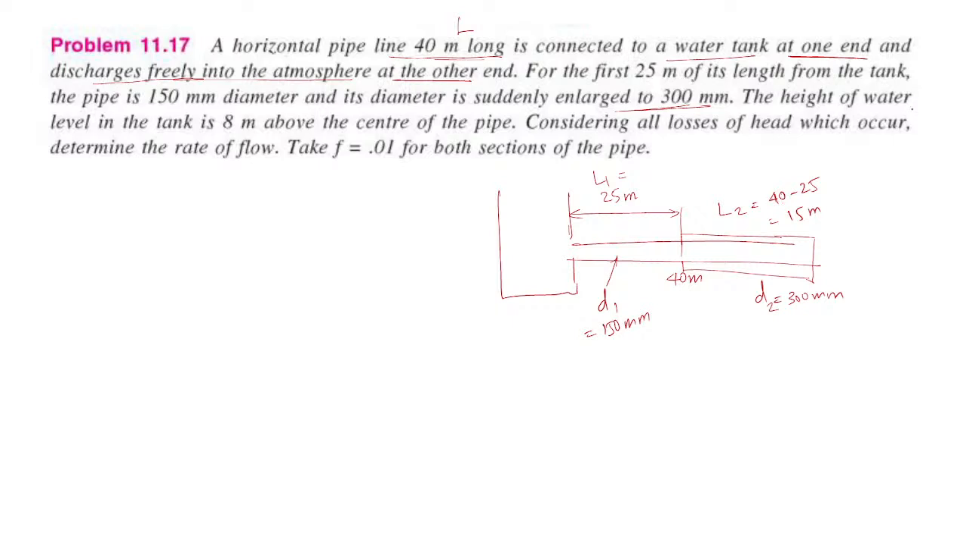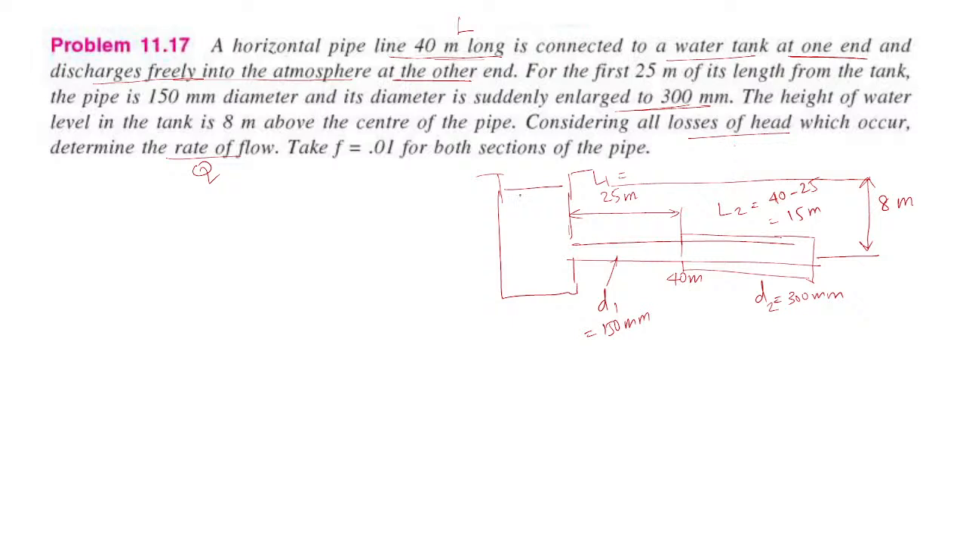The height of the water level in the tank is 8 meter above the center line of the pipe. So if I draw a center line of the pipe, the water level from here to this is 8 meter. So basically we have the head. The head of the water is 8 meter above the pipe. Consider all the losses of head which occur and determine the rate of flow. So again here the same type of question. They ask the Q value, they ask what are the head losses, consider all.